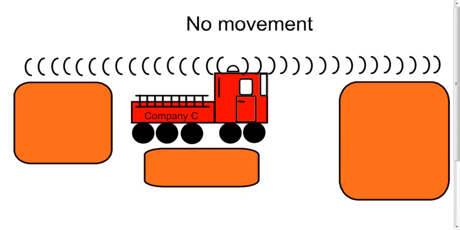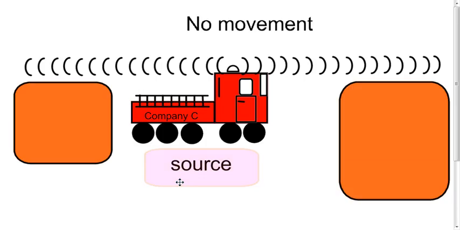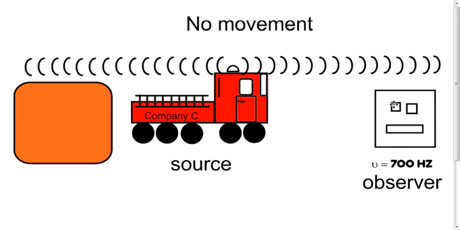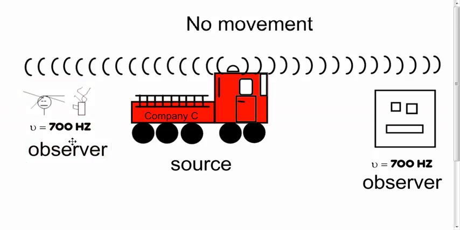Now, let's pretend we had a fire truck, and the fire truck's not moving. This would be the source. And then this person, Dr. Square, is an observer. They're experiencing this frequency, as is Crazy here. That's the frequency that they're going to hear from the siren of the fire truck.